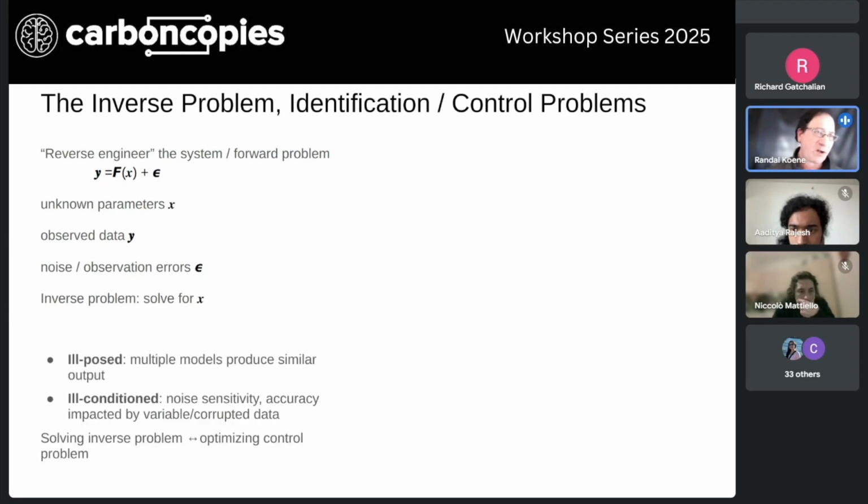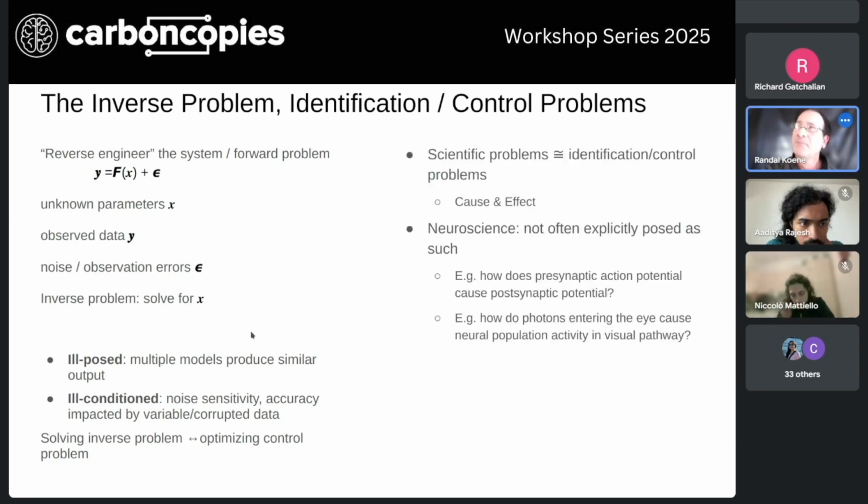The inverse problem involves solving for x, which is confounded by the following issues. It could be an ill-posed problem if multiple system models can produce similar output data, making it difficult to uniquely identify the correct system parameters. Or the inverse problem may be ill-conditioned due to noise sensitivity, meaning that the accuracy of the identified model is impacted by real-world data with significant variability or by corruption by noise. Solving an inverse problem can also be a means, for example, to optimize a control system.